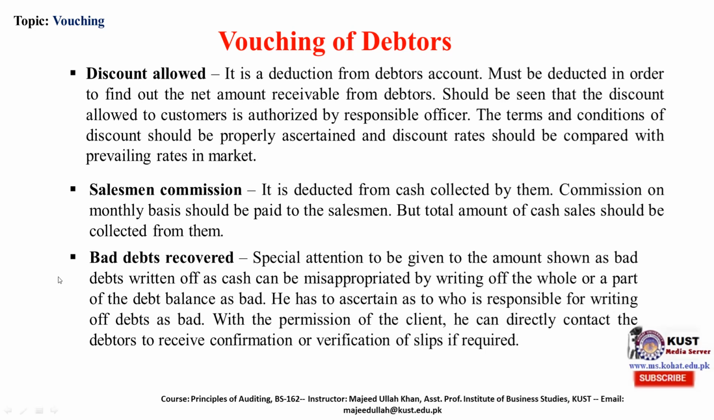Discount allowed. This is one of the areas where unusual discount is allowed. It is alarming for the auditor. It is a deduction from the debtor account and must be deducted in order to find out the net amount receivable from the debtor. The auditor should see and investigate that the discount allowed to the customer is authorized by a responsible officer.